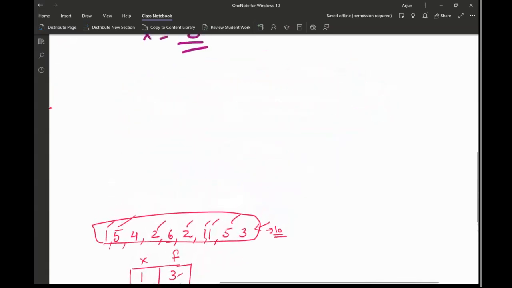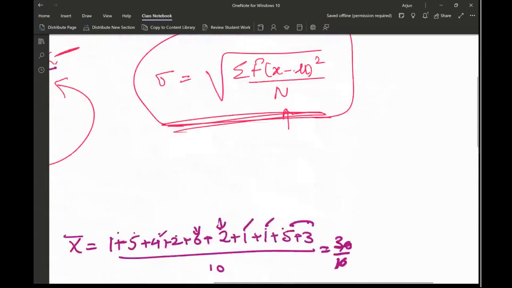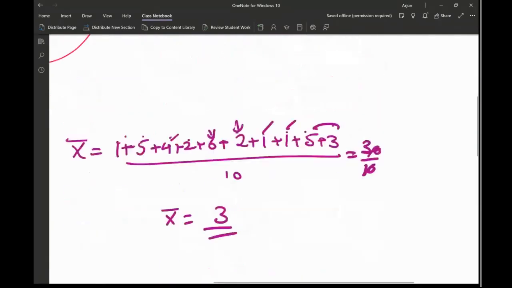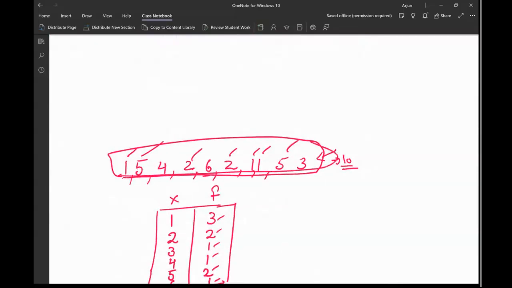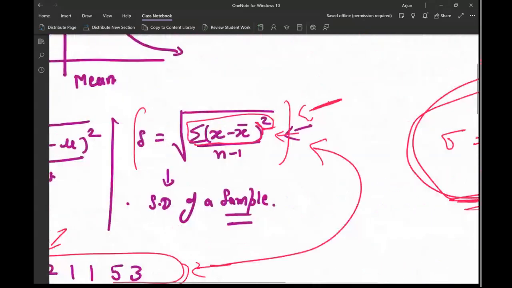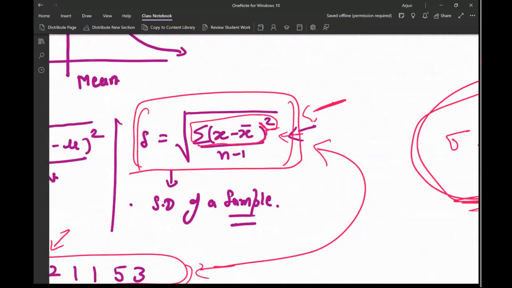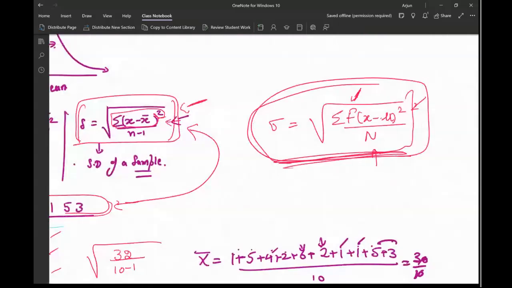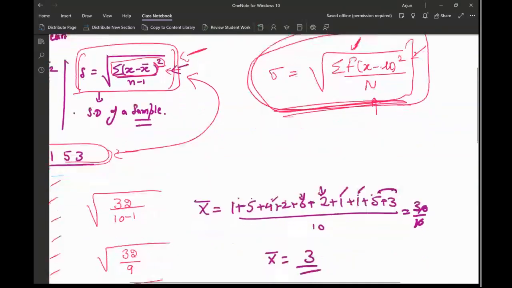Now coming back to the formulas, if you are given the data in the frequency form, like the table form, then you will use this formula. If you are given the data in just this format, then you can get away with using this particular formula. If either of these formulas is not given to you in your formula booklet, you can write it down on your formula booklet too.